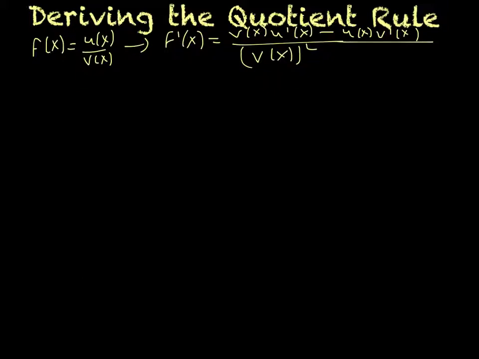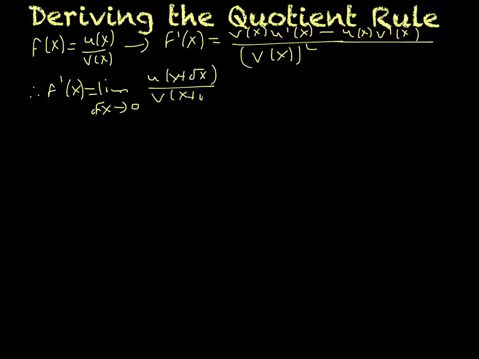So, what we're saying is, using our first principles again, f dash of x is the same as the limit as delta x tends to 0 of u of x plus delta x over v of x plus delta x, subtract u of x over v of x, all over delta x.